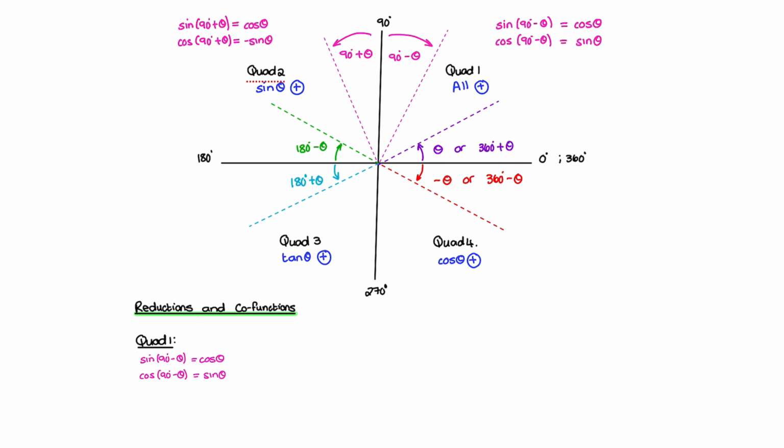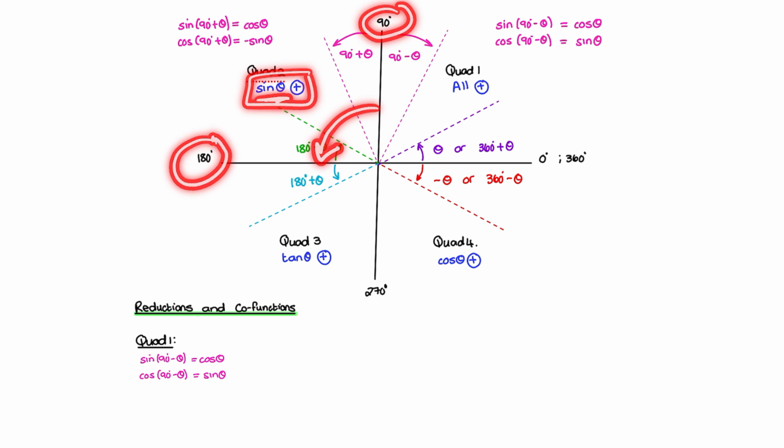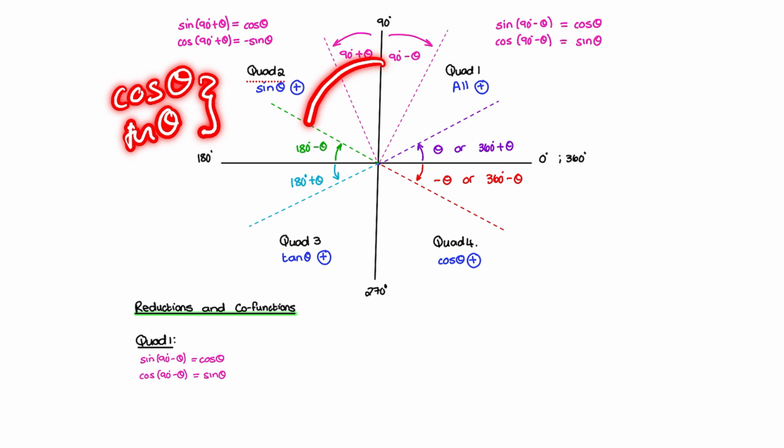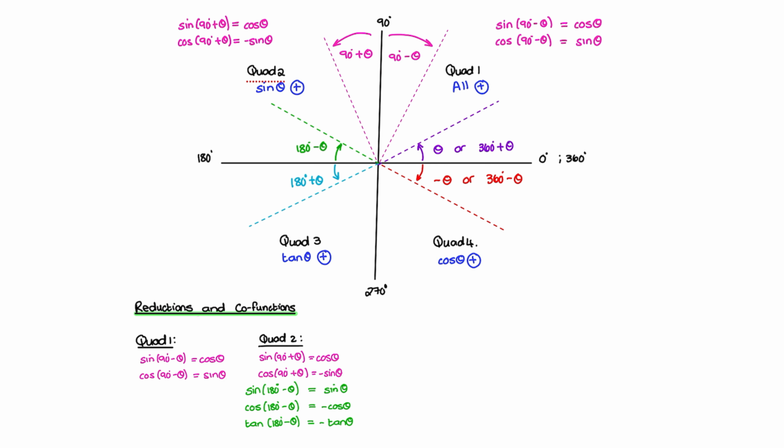In quadrant 2, the angle size would be between 90 degrees and 180 degrees. What we know is that if the angle is between 90 and 180 degrees, only sine theta will give us a positive result. That means that cos theta and tan theta in this angle size would give us negative results. Now let us look at the reductions and cofunctions.